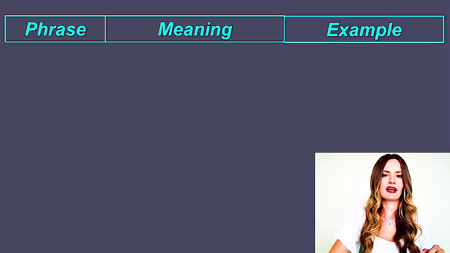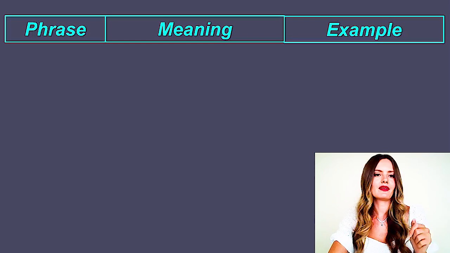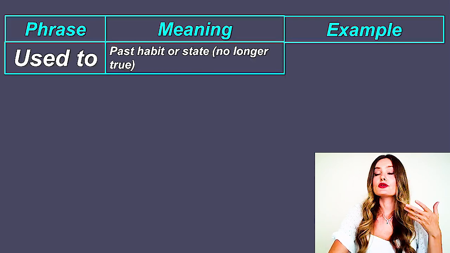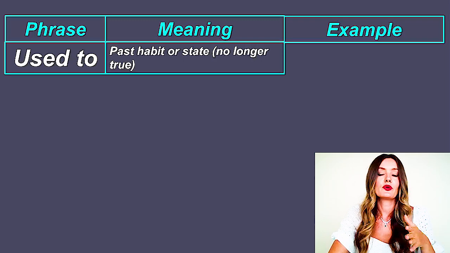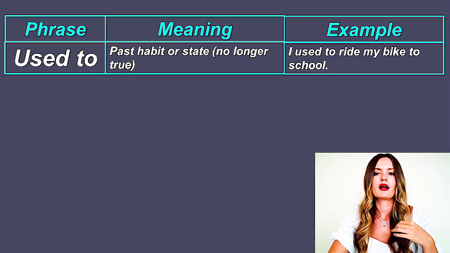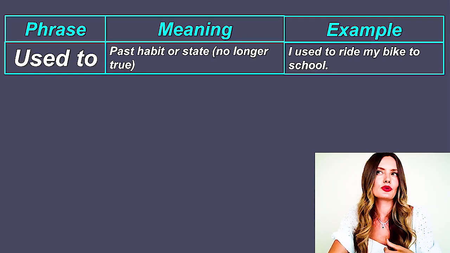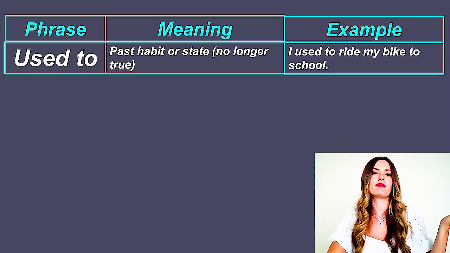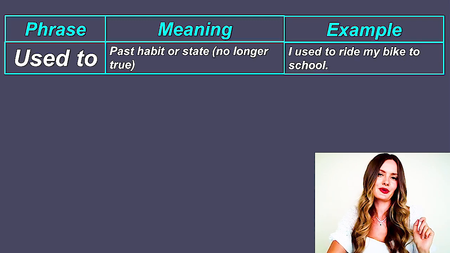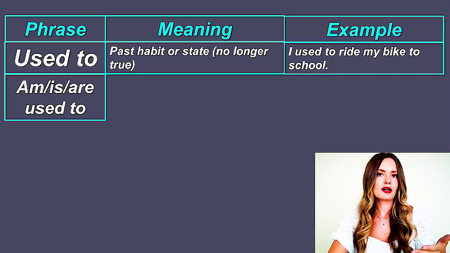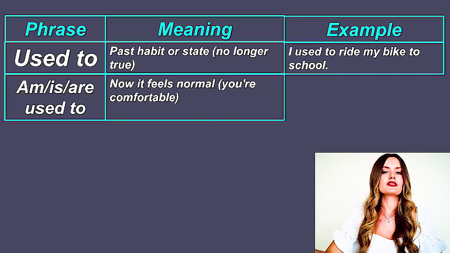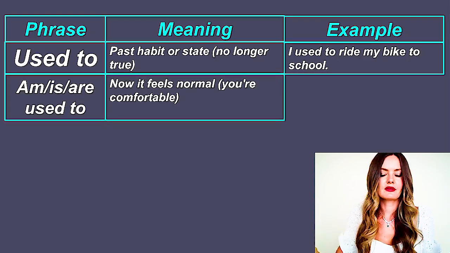So we have the phrase, the meaning, and the example. Used to. We use used to when we describe the past habit or state, which is no longer true. I used to ride my bike to school, so I used to do this in the past. I don't do this anymore. Am used to, is used to, are used to. Now it feels normal. You're comfortable.